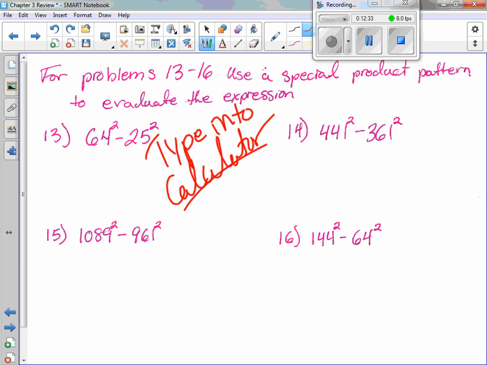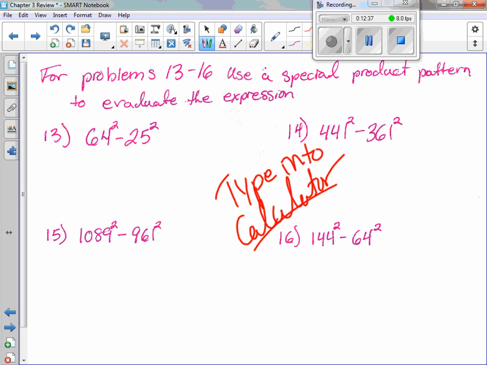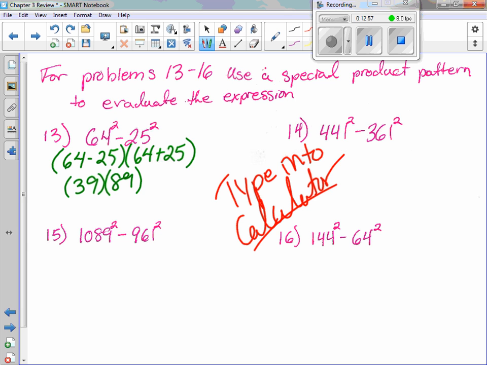Now, if I wanted to do this by hand, if for some reason you weren't allowed to use a calculator on the test, this here is just a difference of perfect squares. So we can say 64 minus 25 times 64 plus 25. Well, 64 minus 25 would be 39. 64 plus 25 would be 89. And all I need to do is actually multiply these together. 39 times 89.